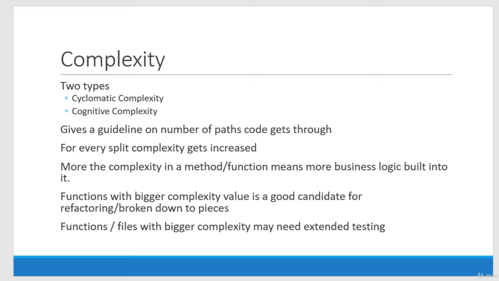Every file will have a complexity value. The higher the complexity value for a file or a method, the more business logic it has. That means it's a very good candidate for refactoring or breaking into smaller pieces. At the same time, functions with a higher complexity value need more testing for that particular piece. Let's have an understanding of cyclomatic complexity.